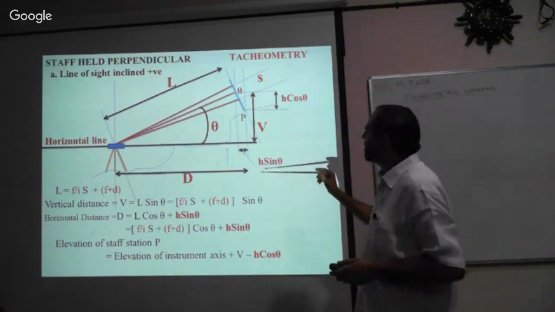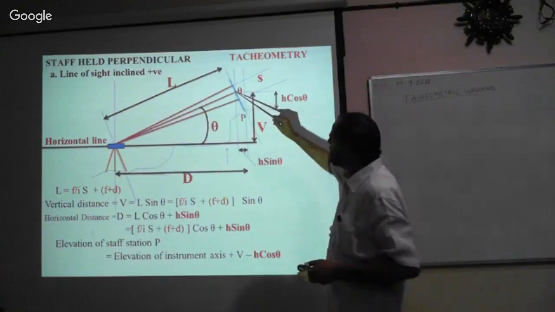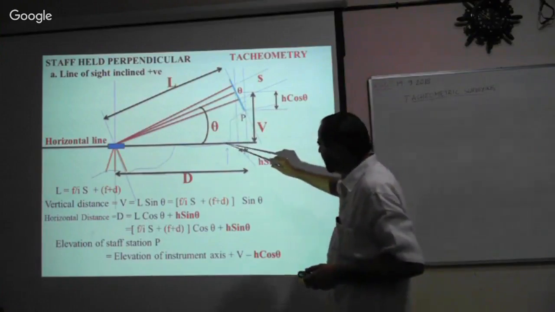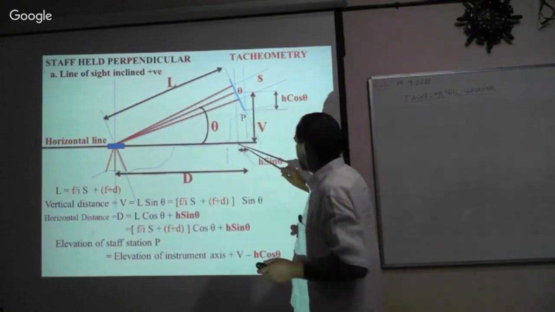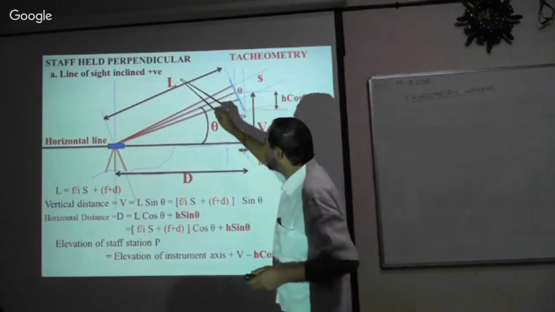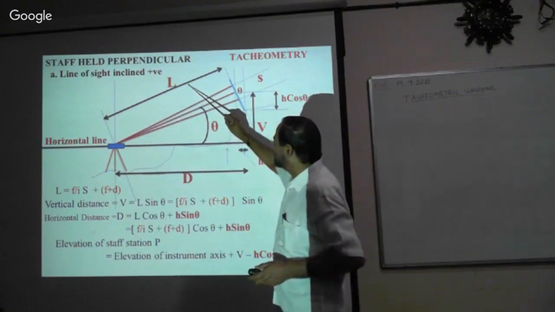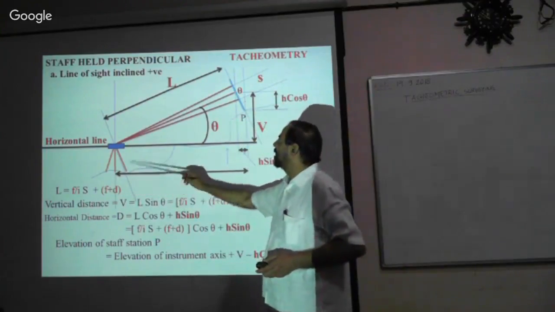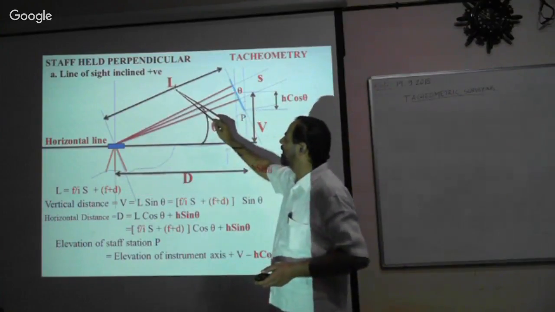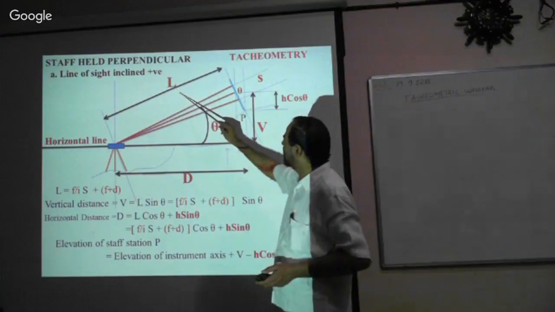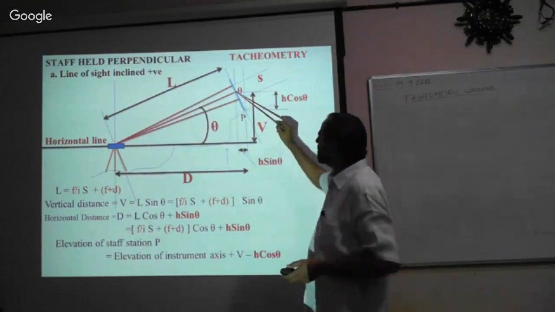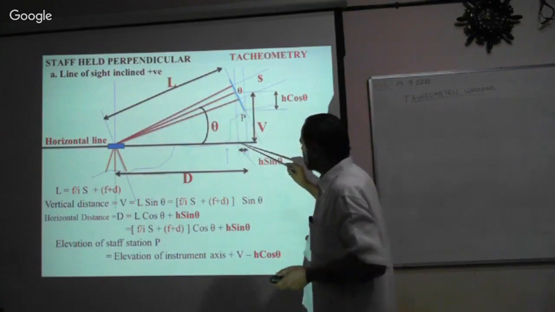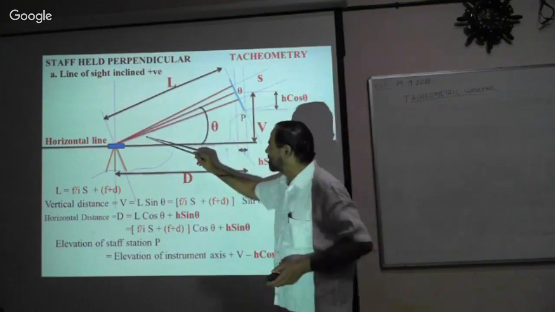Therefore, now that we have this distance, we have to consider this triangle. After obtaining the inclined length L by applying the normal length formula, we can calculate. L is obtained. After knowing L, this is the triangle. Now we have to consider this triangle.